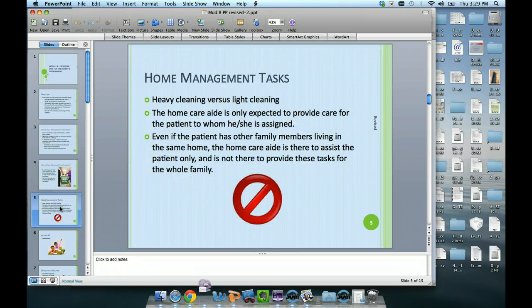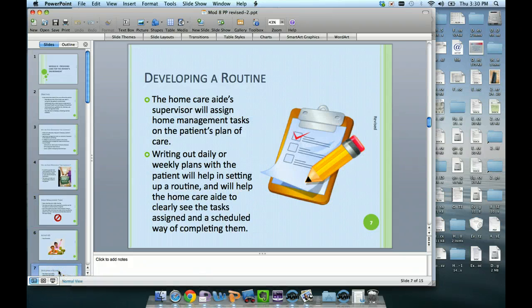So it's important for us to understand that we'll not be expected to do any heavy cleaning like window washing or scrubbing floorboards or cleaning out garages, but a lot of times we're expected to provide care for a patient that needs just a little bit of help. Take this as an opportunity to teach your patient and educate them on why it's important.